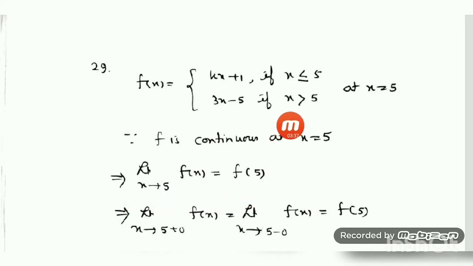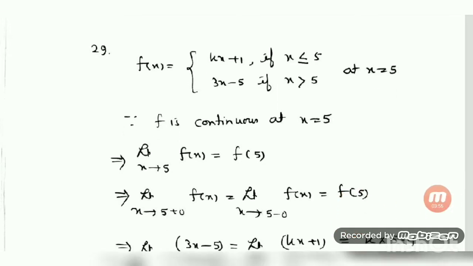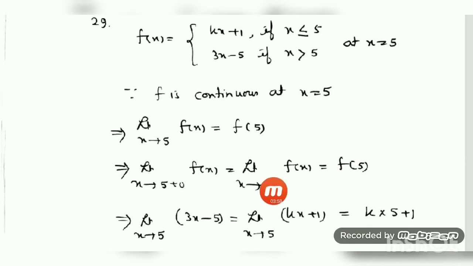As the function has two different values for slightly greater than 5 and slightly less than 5, you have to separately write down the right-hand and the left-hand limit. So we have limit x tends to 5+0 of f(x) is equal to limit x tends to 5−0 of f(x) equal to f(5). Now we are going to substitute the value of the function. So what is the value of f(x) when x tends to 5+0?